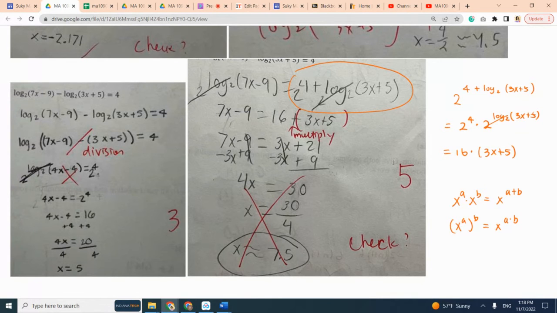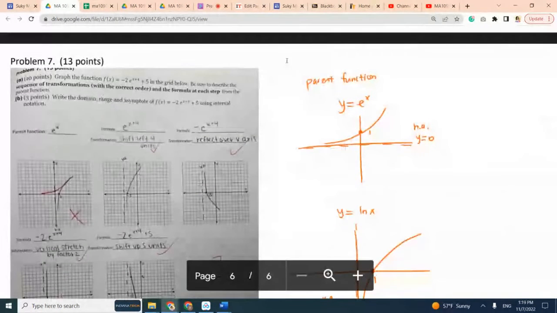X to the A times x to the B is x to the A plus B. So when you break them, it's actually x to the A times x to the B. So 2 to the 4th times, not plus, times 2 to the log 2 of 3x plus 5. And the 2 and log 2 cancel. 2 to the 4 is 16. So 16 times, this is multiply, this is not add. Okay, everybody? So these are the common mistakes.